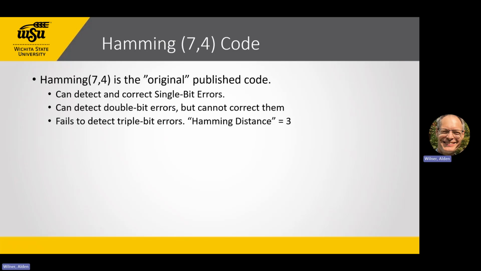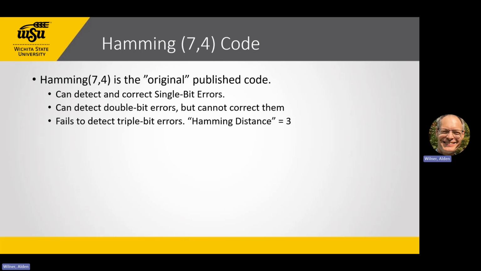Hamming 7,4 code can detect and correct single bit errors. It can detect double bit errors, but it cannot correct them. It fails to detect triple bit errors. You remember when we did our card trick, our parity trick, right? If you flipped over one card, we could tell which one it was and fix it. If we flipped over two cards, we could tell that two cards had been flipped over, but we didn't know how to fix it correctly, right?